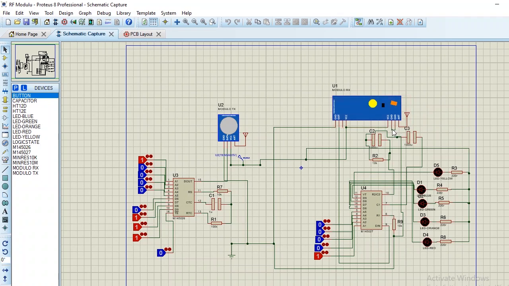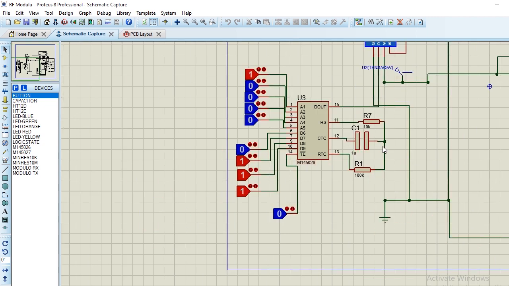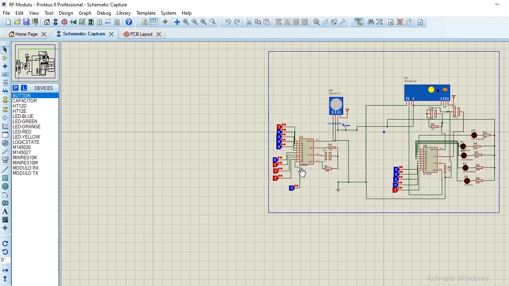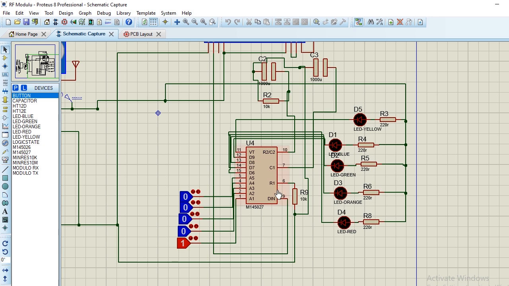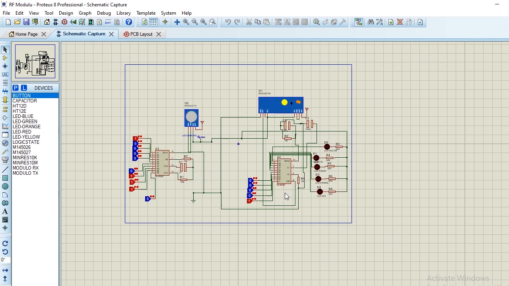So guys, this is the whole setup. Like I said, I don't have the HT12E and the HT12D, so I decided to use the M145026, the encoder, and the M145027, the decoder. First of all, look at the module of the transmitter.